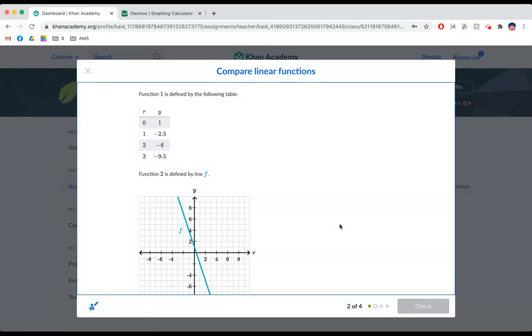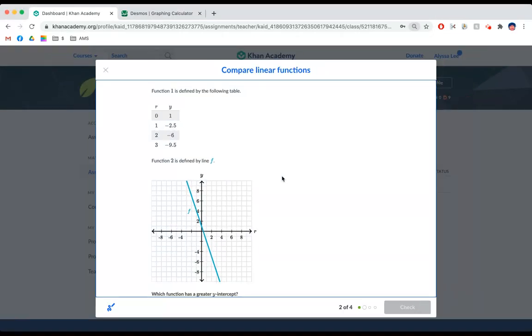Okay, so function one is defined by the table. So you can have graphs, equations, tables, those three representations. This time we have a table versus a graph. And again, there's two different functions. So read this carefully. We have our table for function one, and then let me minimize this a little bit, and then our graph for function two. And our question at the very bottom, which function has a greater y-intercept?